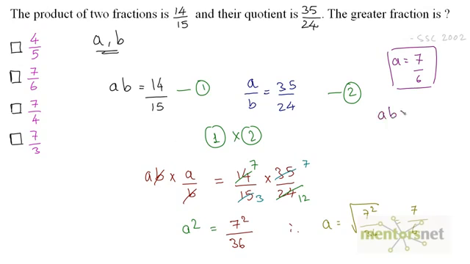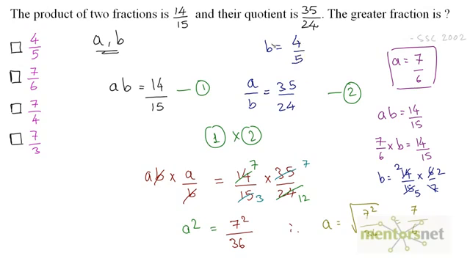So we have AB is equal to 14 by 15 and A is 7 by 6. So it becomes 7 by 6 times B is equal to 14 by 15. So we get B is equal to 14 by 15 times 6 by 7. So 3 times 2 is 6, 3 times 5 is 15. So 7 times 1 is 7, 7 times 2 is 14. So B's value is equal to 2 times 2 by 5. So B is equal to 4 by 5.